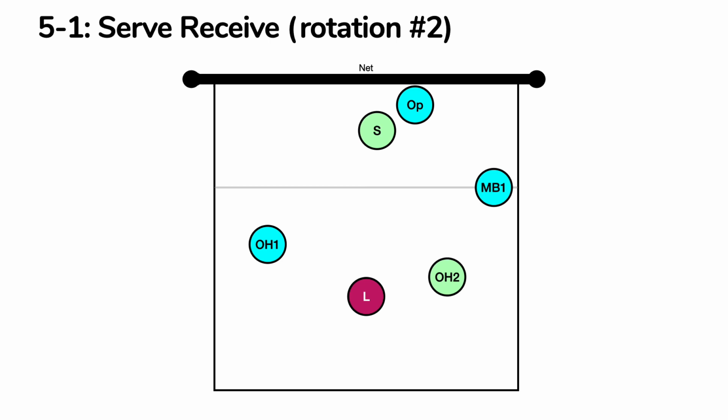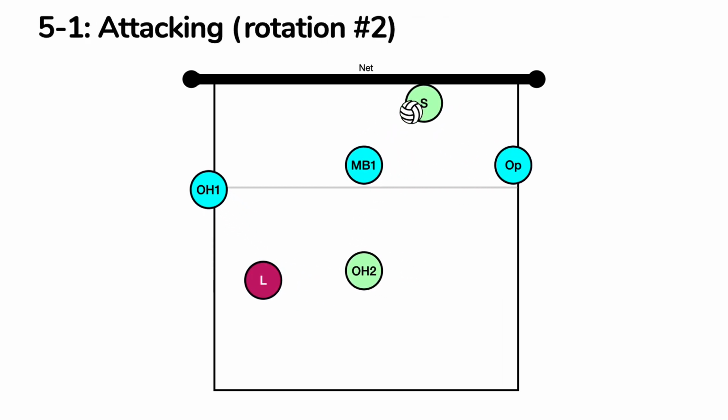Again, our three passers are the libero and the two outsides. And when the server on the other side contacts the ball, we can move. The opposite slides out behind to the right side to get ready to hit on their natural position. Middle blocker comes around in front of the setter who gets that second touch, and the outside hitter can just pop outside.